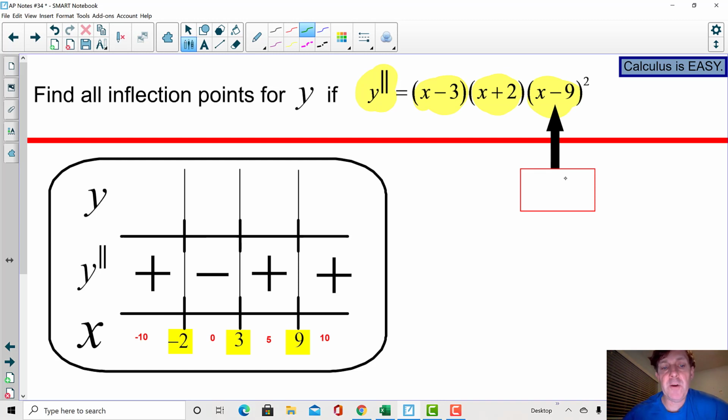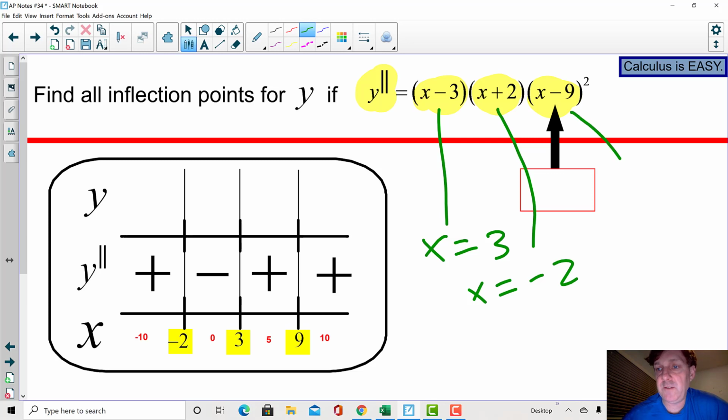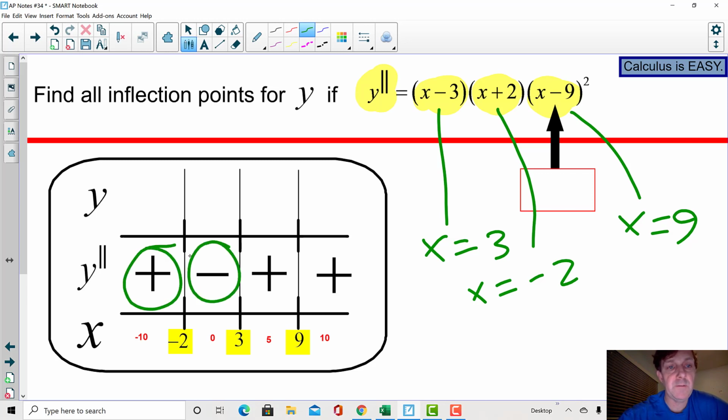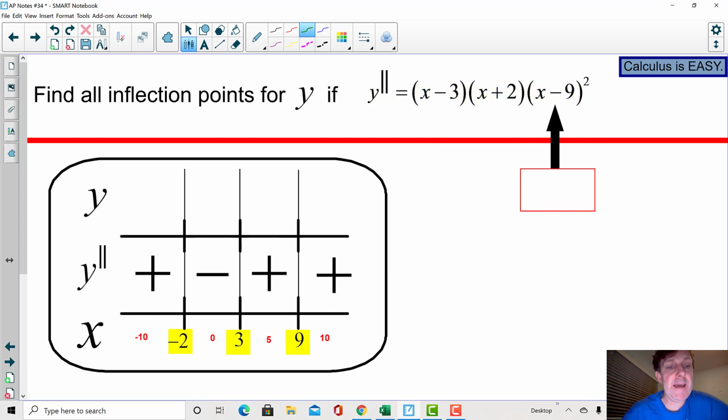The first thing I want to point out is that our second derivative will equal 0 if x is equal to 3, if x is equal to negative 2, or if x is equal to positive 9. What we're looking for is we want to see if our second derivative changes from either positive to negative or from negative to positive. If that happens, there's a good chance that we will have an inflection point at that spot.